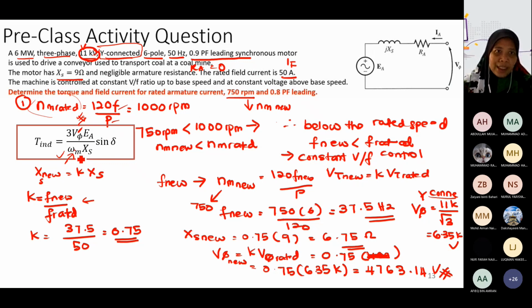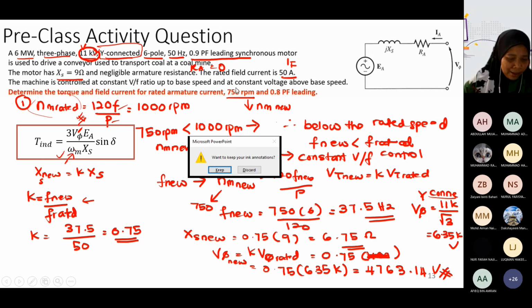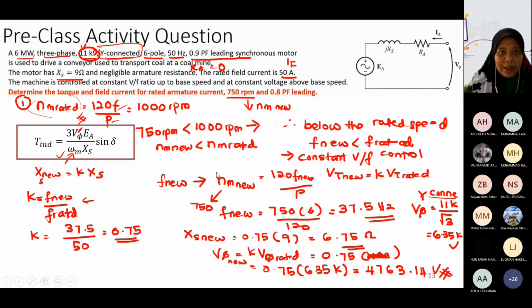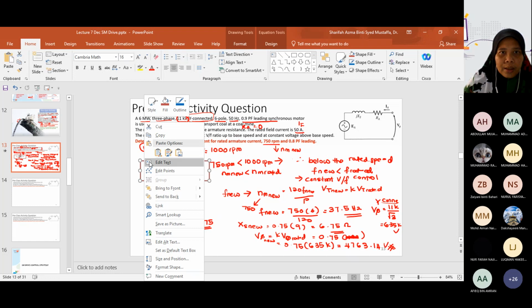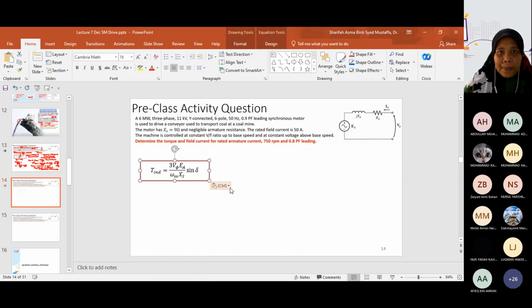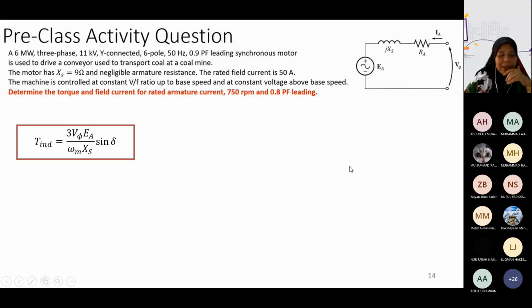Okay, now you have V phase, you already have omega M, XS. What else do we need to find? Your EA. How to find EA? Remember the formula? How to get your EA? Anybody? KVL. KVL around the loop. Okay. So just now we wanted to calculate EA new. We already have NM new. NM new equal to 750 RPM.